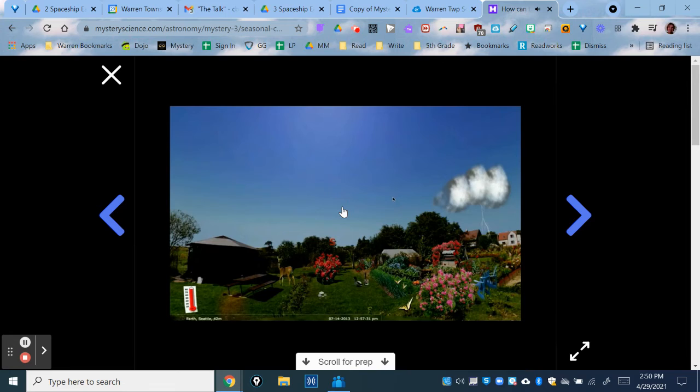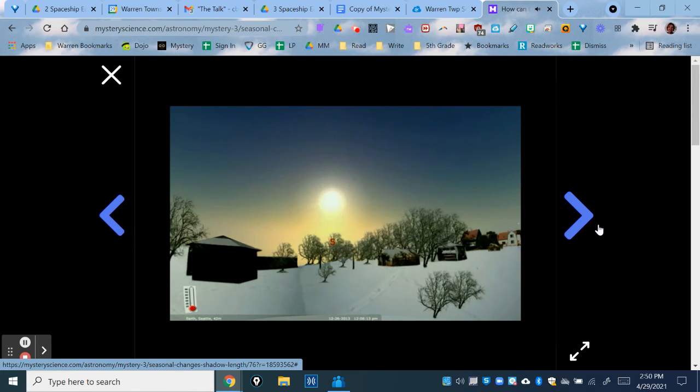When you watched the video, maybe you noticed an important difference between a summer day and a winter day. In the middle of a summer day, the sun was very high in the sky, so high that you couldn't even see it on the screen. In the middle of a winter day, the sun was much lower in the sky.